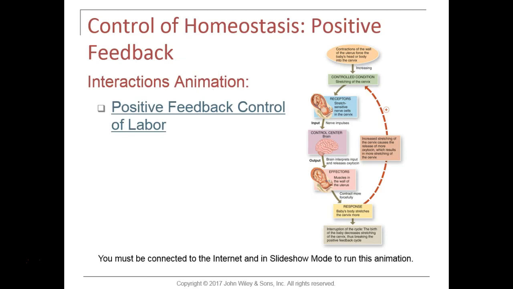The last loop that we have to cover is called a positive loop. A positive feedback loop. So I'll put here the link to the animation so you can view that. Positive feedback loops, and this is the first one we're learning. The second one that we'll learn will be in AMP2, dealing with blood clotting. This one deals with the birth of a baby, labor contractions.